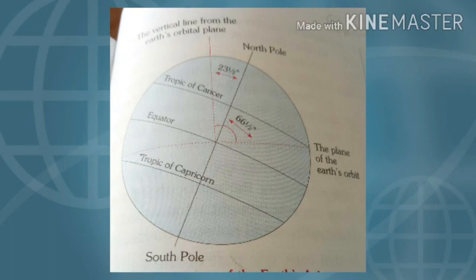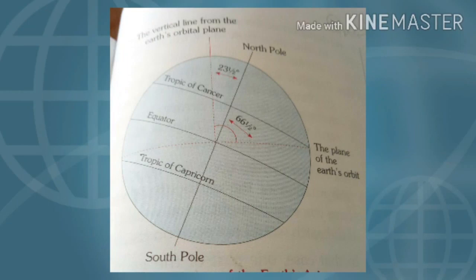Okay? Once again I'll repeat. The angle of inclination of the earth's axis always remains the same. This tilt is 23.5 degrees from the vertical plane and 66.5 degrees from the orbital plane. What is meant by orbital plane? Once again, the plane formed by the orbit is known as what?